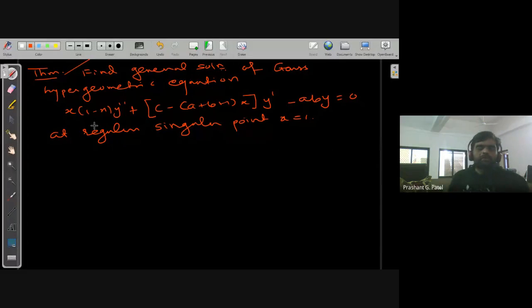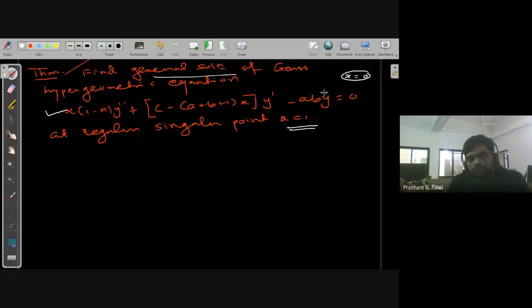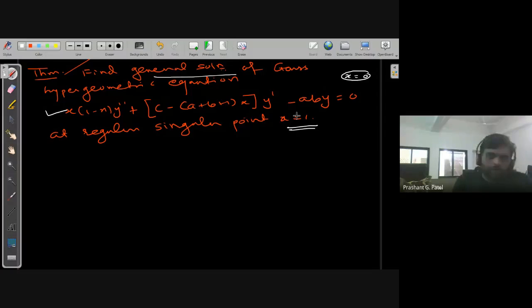So what is our objective here in this problem? We have to calculate a general solution for this Gauss hypergeometric equation about the point x is equal to 1. Previously, we have calculated for the regular singular point for x is equal to 0. The general solution we have got in terms of hypergeometric series.